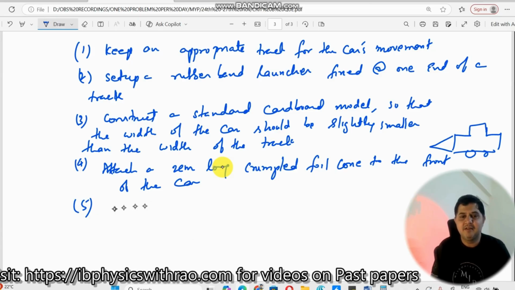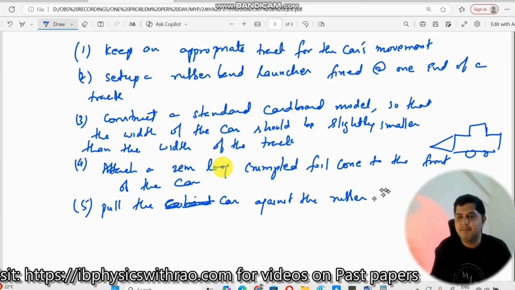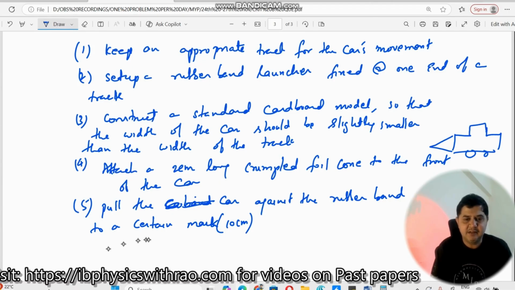What's the next step? Release the car. Pull the band. No, pull the car against the rubber band to a certain mark. Maybe you can say 10 centimeter backward. And then release the car.